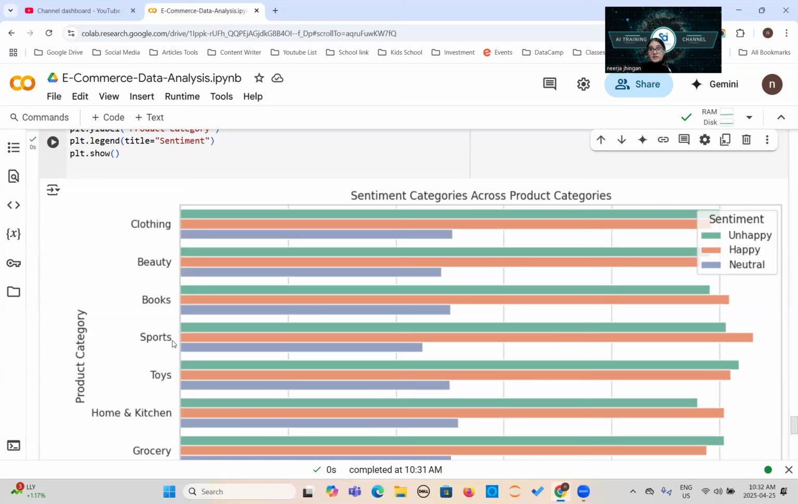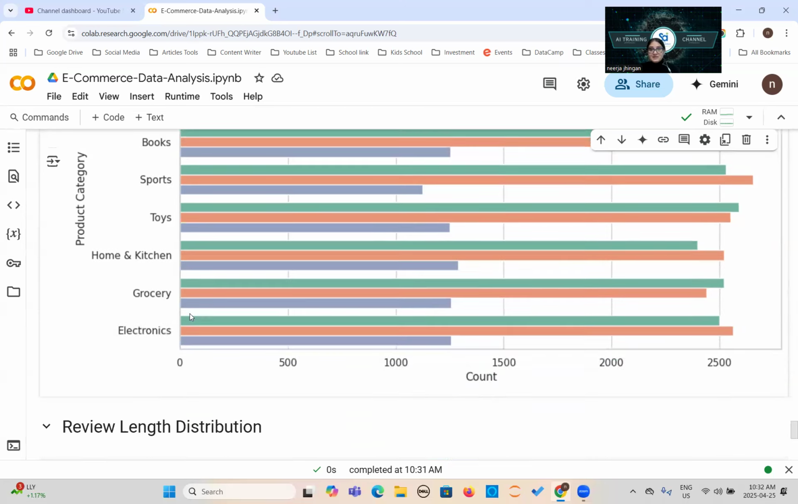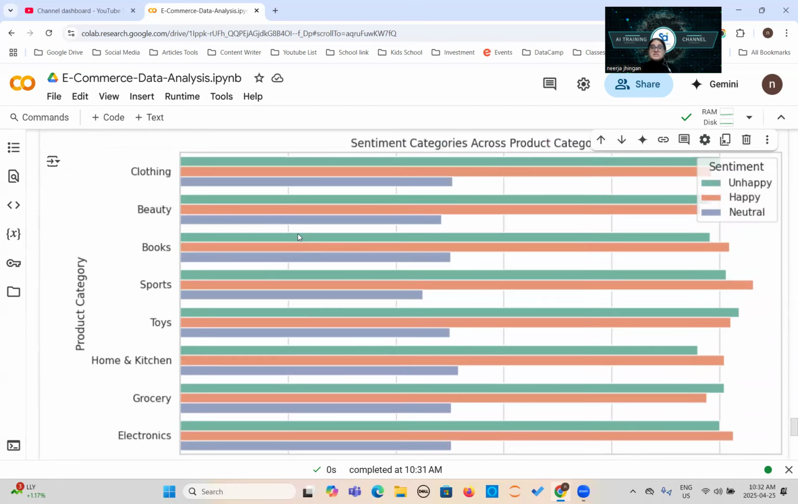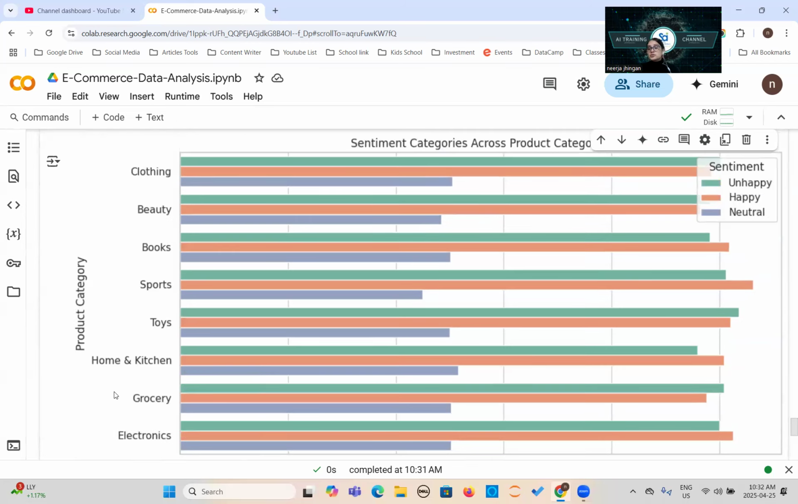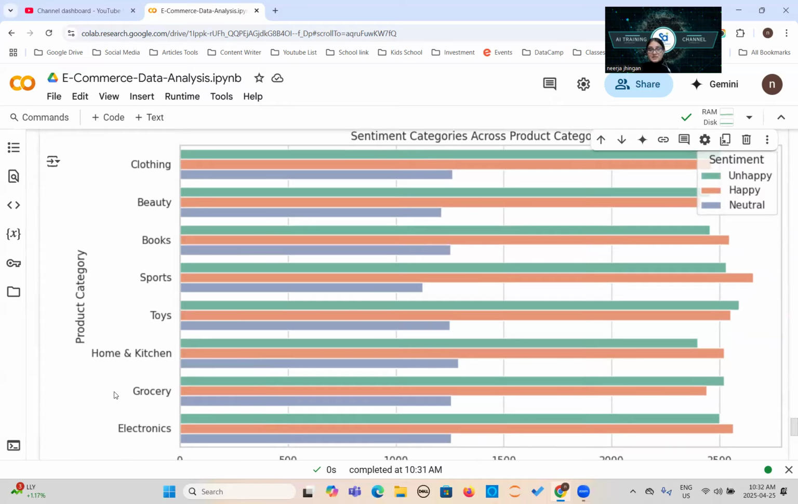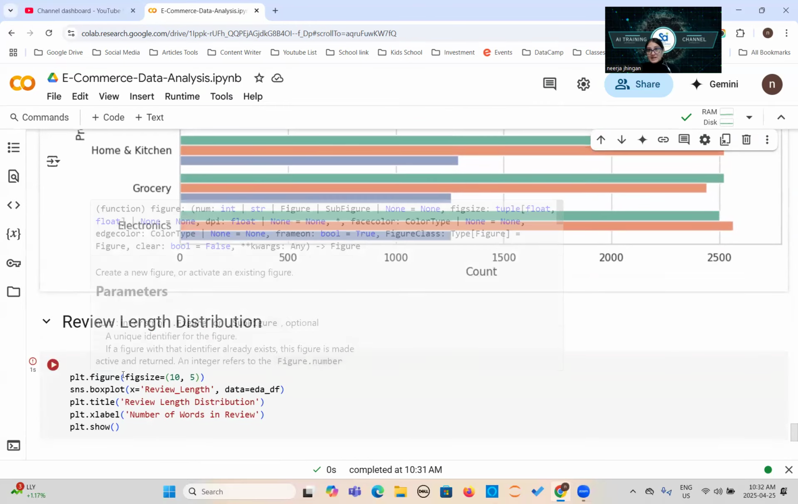Even if we check by country, based on category, how much maximum money is spent on what product? Sports. Here you can see in this graph too, more customers are happy with the sports category, and it also gives you an idea for the other categories. The count is shown on the x-axis, and on the left side it shows the product category. So this is another useful insight.